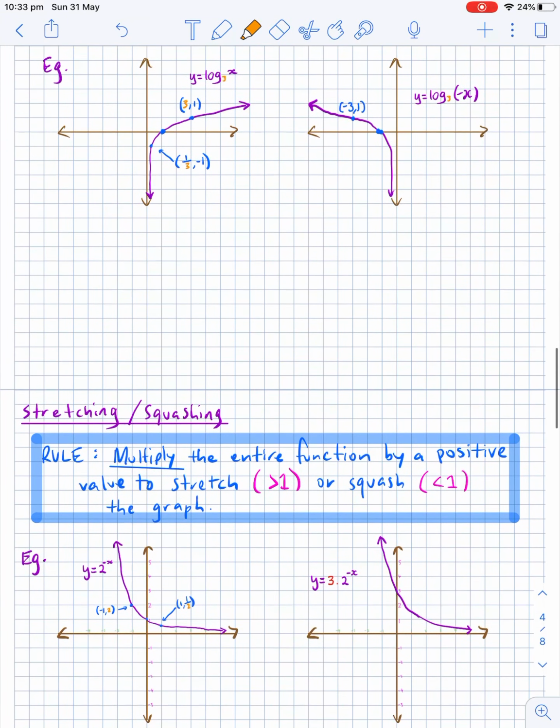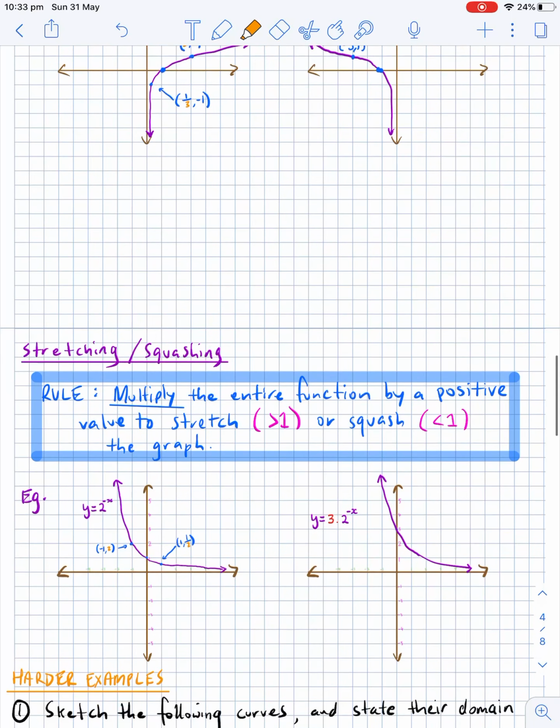Okay, moving on. What about stretching or squashing an equation? The rule is to multiply the entire function by a positive value to stretch or squash the graph. The idea is if you multiply by a number larger than 1, it's going to stretch it. And if you multiply by something less than 1, it's going to squash it. It's going to make it kind of shrink a little bit.